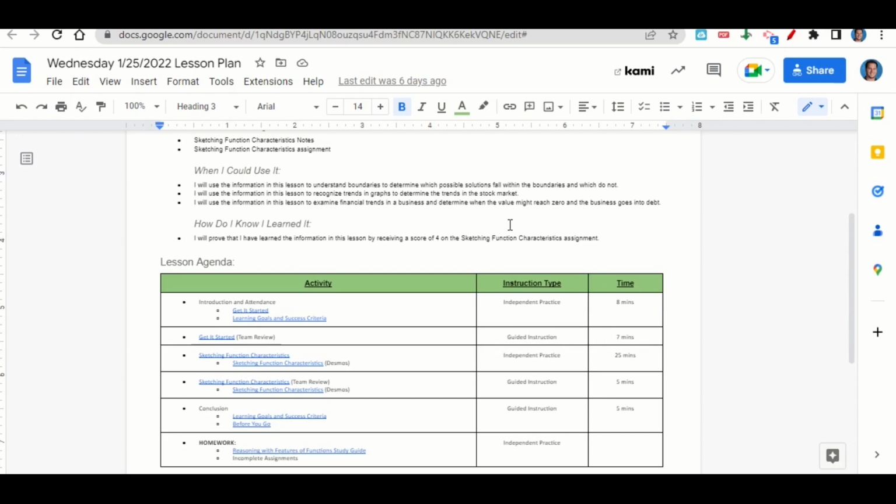At the end of class, we'll go back over our learning goals and success criteria while you fill out your Before You Go. Your only homework for tonight is to continue working on the reasoning with features of functions study guide and any incomplete assignments that you may have.